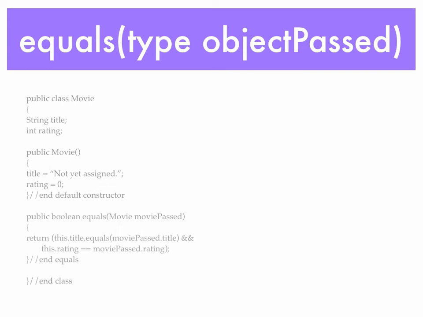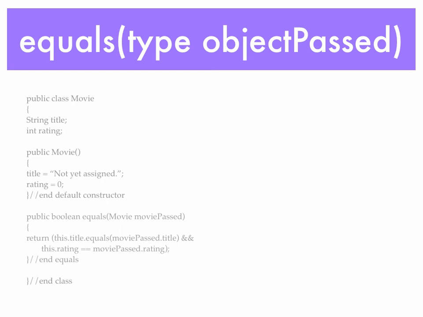But what's this word this? The word this is a substitute for whatever called this method. So whenever you see the word this, substitute for it whatever called this method. So this line, this.title.equals(moviePassed.title), compares the title of the instance that called this method to the instance that was passed to it. So whenever you see the word this, think of that as whatever called this method.